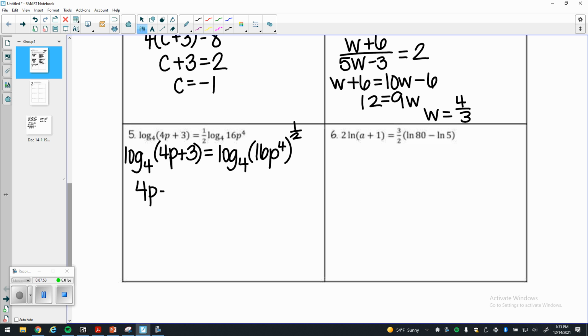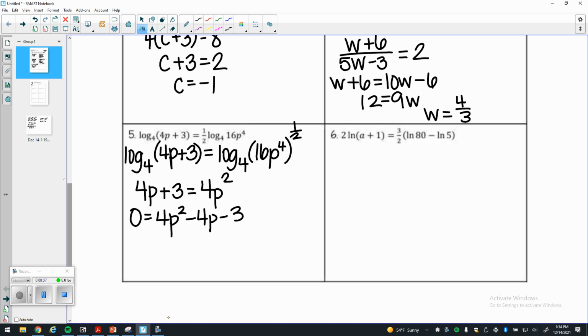So we have 4p plus 3 equals. Now, if I have 16p to the 4th raised to the 1/2 power, it means I need to take the square root of everything. What is the square root of 16? 4. What's the square root of p to the 4th? P squared. This is quadratic, yes? What do you need to do with it? Has to equal 0. So then 0 equals 4p squared minus 4p minus 3.